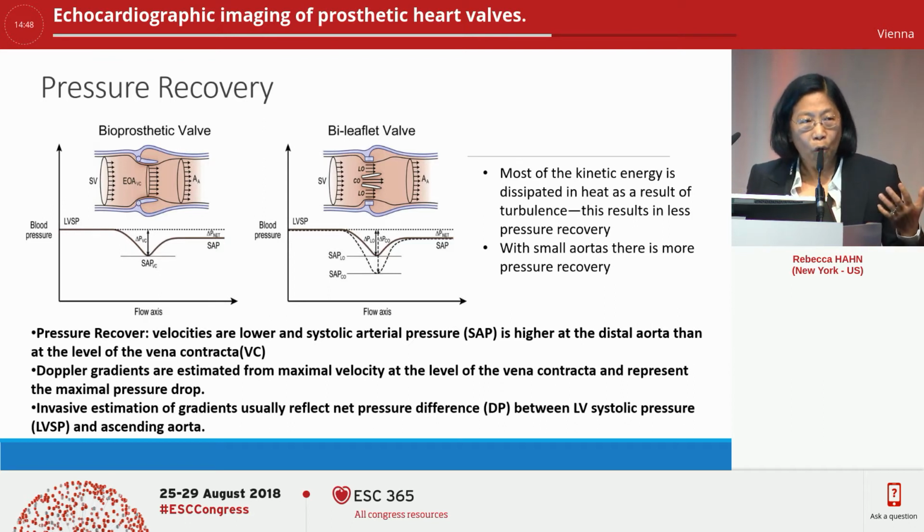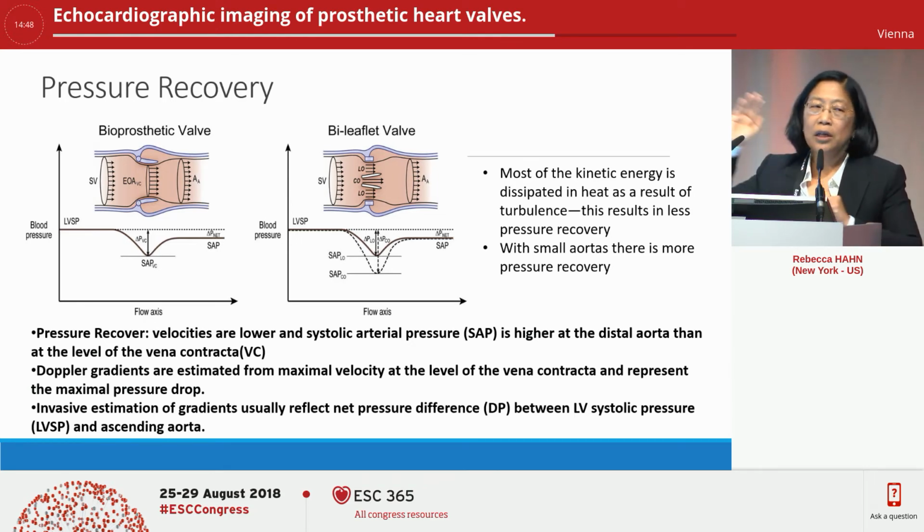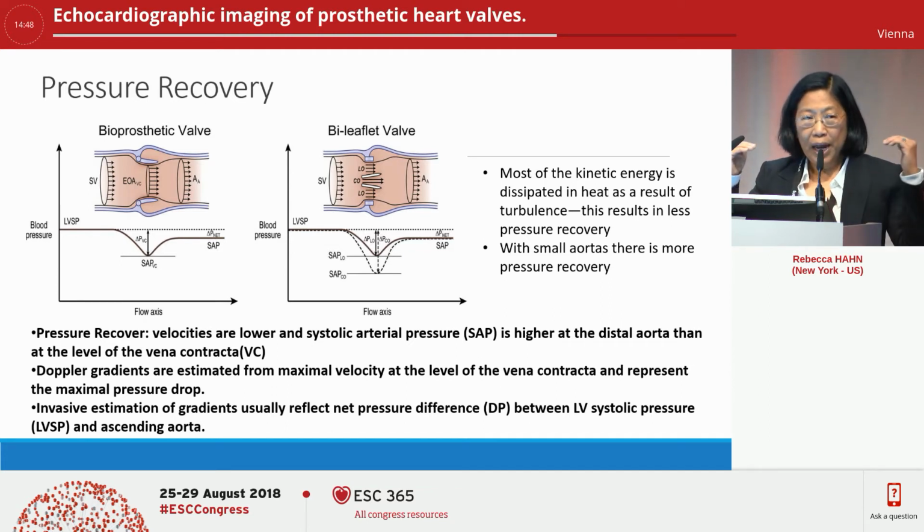It becomes more of an issue with the more funnel-shaped the outflow. So if you have moderate AS with a small aortic root, a lot of pressure recovery. More funnel-shaped, the worse. When you have severe aortic stenosis and then a big aorta, less pressure recovery.